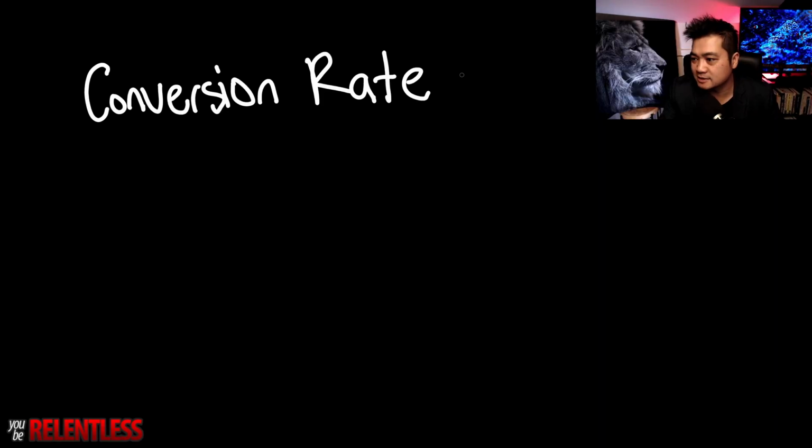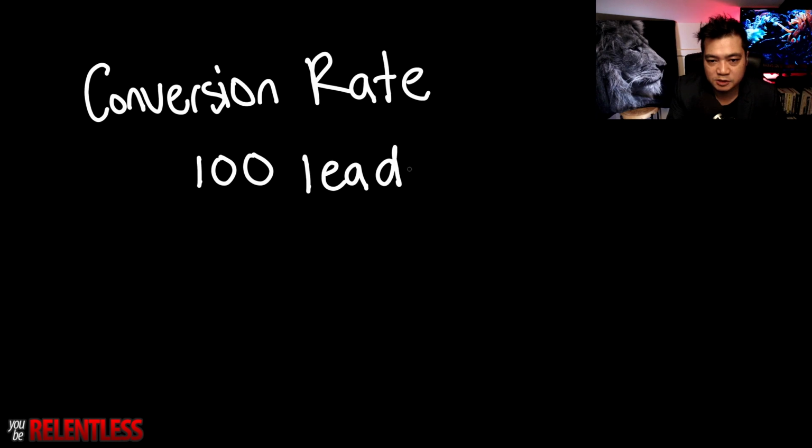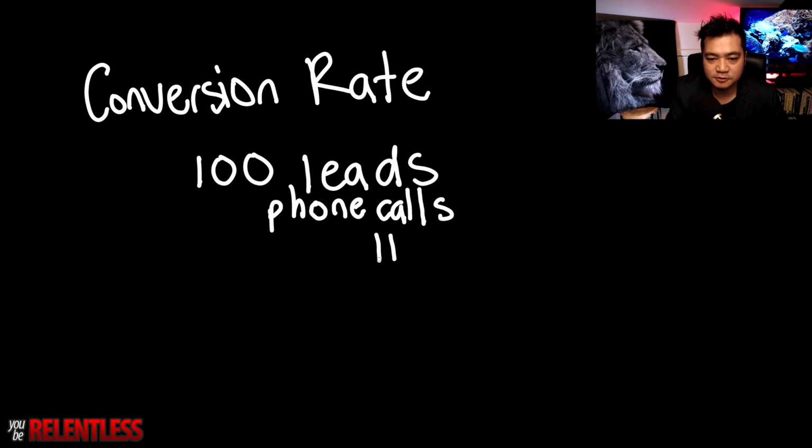One way to understand what a conversion rate is, is to show it in action. Let's say we've got 100 leads. Fantastic. Let's say those 100 leads come in the form of phone calls. We get 100 phone calls, and they go to this person here. Let's call this person Bob. So Bob is a salesperson.